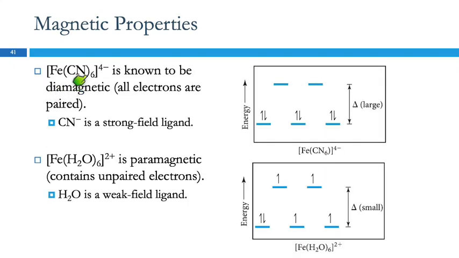So this would be hexacyano iron 2, known to be diamagnetic. All the electrons are paired up. Remember, diamagnetic, 2 by 2, like the animals went onto Noah's Ark. Paramagnetic sounds like pair, as in pair of electrons, but it's spelled wrong. Di means 2. Para means opposite.